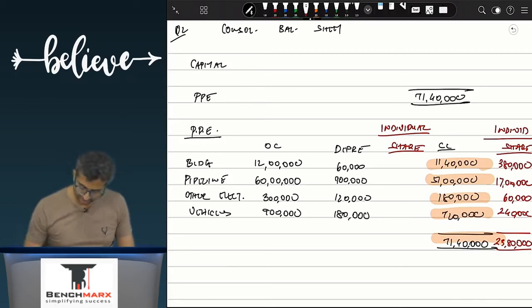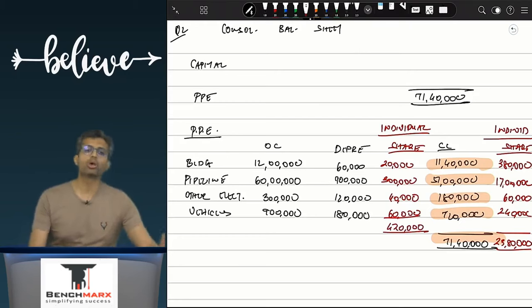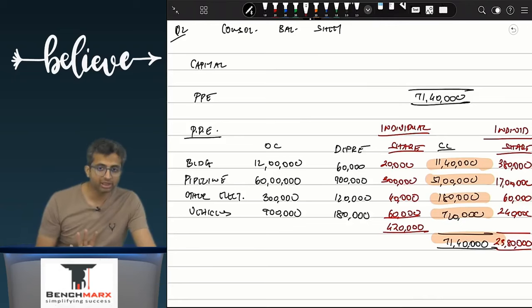2,380,000. Similarly, depreciation individual share would be 20,000, 3 lakhs. 40,000. If I total this up, sorry, 420,000. If I look at the extract for each partner, what will come? Asset will come at 2,380,000.